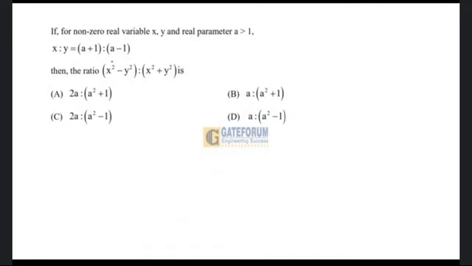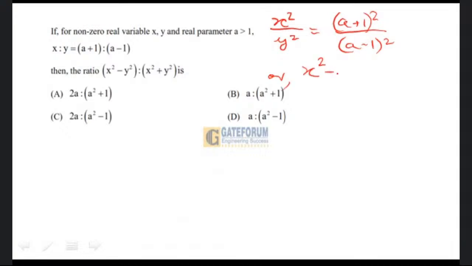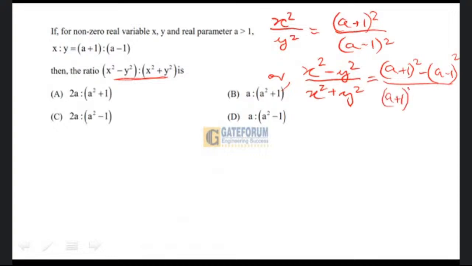Okay, because x is to y is a plus 1 is to a minus 1, we can say x square by y square is equal to a plus 1 whole square by a minus 1 whole square. Now, let us apply componendo and dividendo. So on the left hand side, it will be x square minus y square by x square plus y square. That's the easiest way to bring this out. So we went for the shortcut. And that would be a plus 1 whole square minus a minus 1 whole square divided by a plus 1 whole square plus a minus 1 whole square.